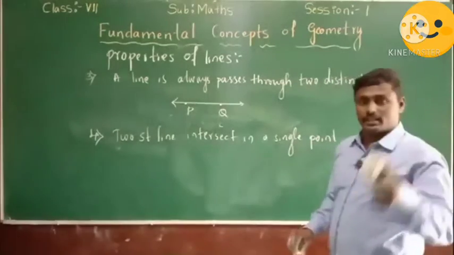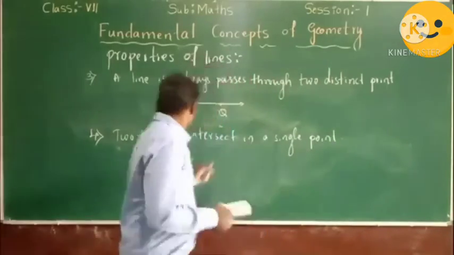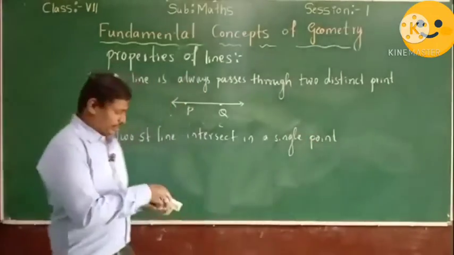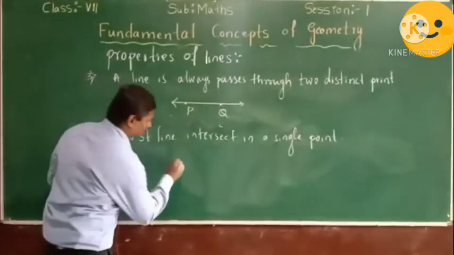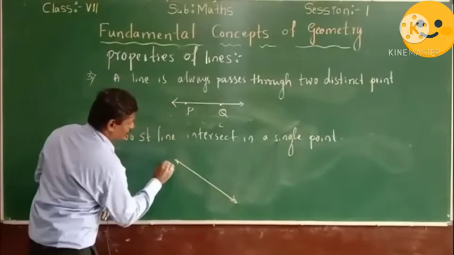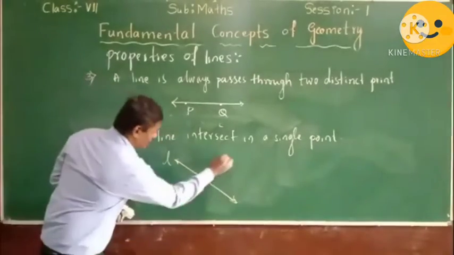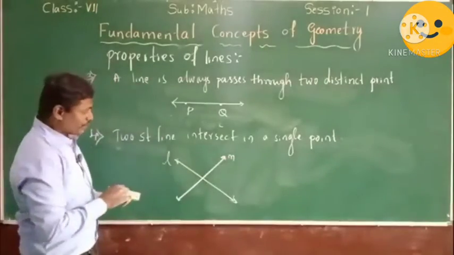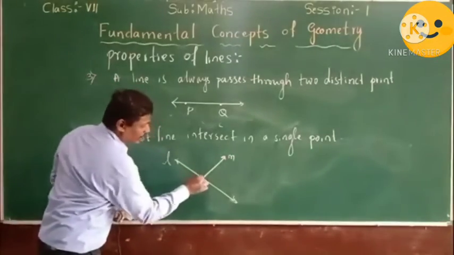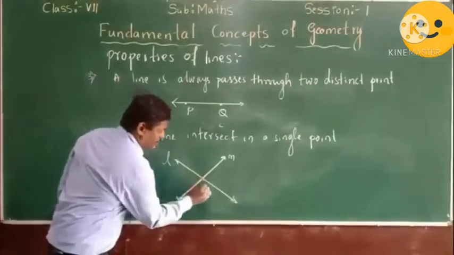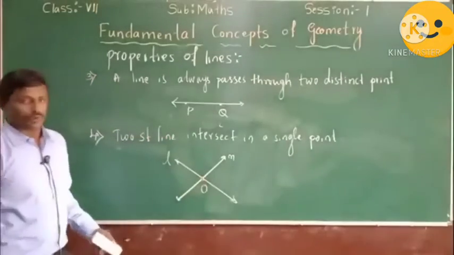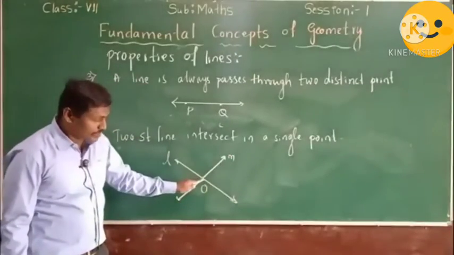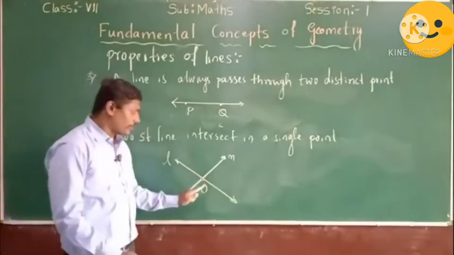Now, in the intersection of lines, two straight lines intersect in a single point. For example, here L is the first line and M is the second line. These two lines intersect at one point. This point is considered as O. These two lines intersect at the common point O.